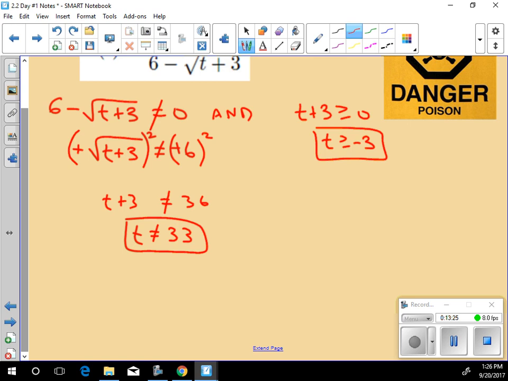So t is greater than or equal to -3 and cannot equal 33. Is it true that this set satisfies both of those? It's greater than or equal to -3 and also cannot equal 33. That's the domain of that function. 33, fail, right? 33 makes the denominator equal to 0. -5, fail. That makes us take a square root of a negative number.